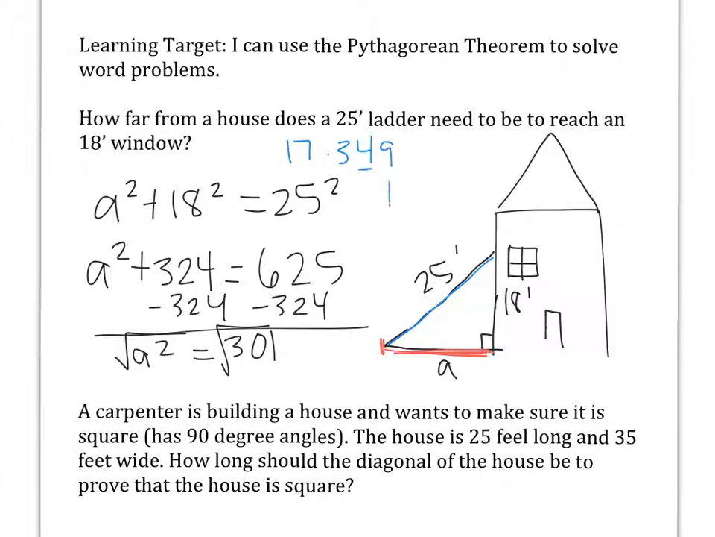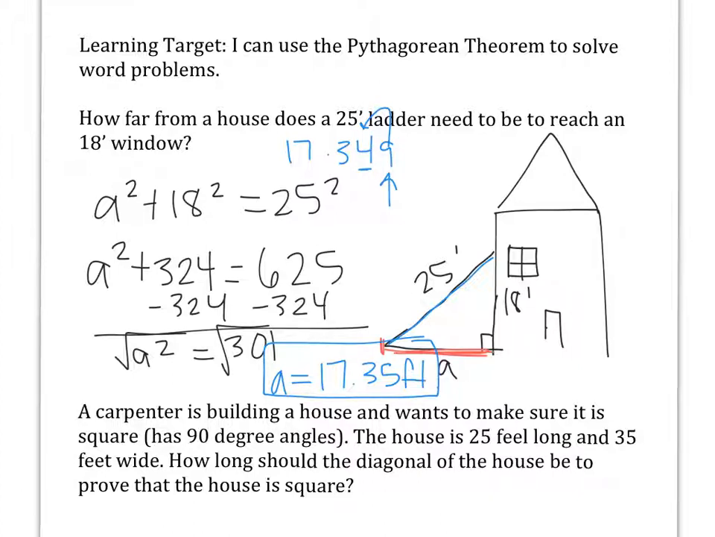We have to look at the third digit, and that 9 makes that 4 round up. So my answer here will be A is equal to 17.35 feet. So it must be 17.35 feet away. So if you think about it, does your answer even make sense? Well, this is a leg, so the leg should be shorter than the 25-foot ladder, because that's the hypotenuse, and that makes sense. And then is it reasonable?